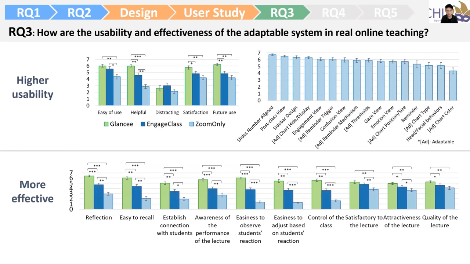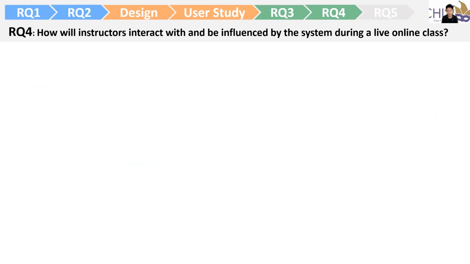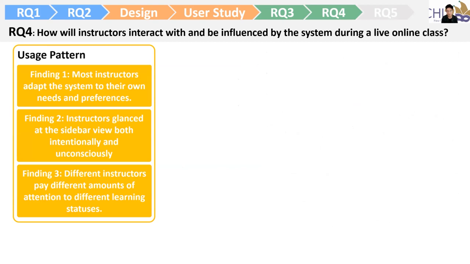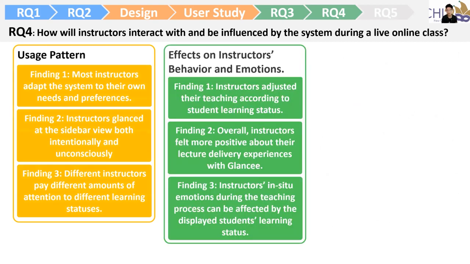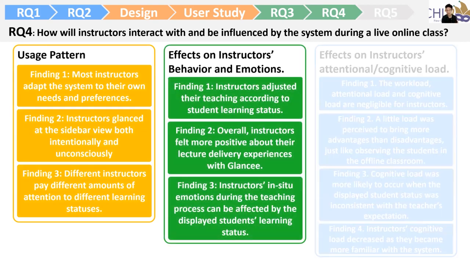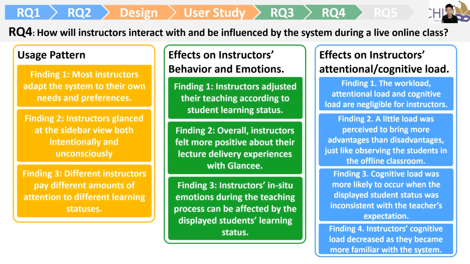Then we investigate how instructors will interact with and be influenced by the system during a live online class. We categorize our findings into three parts: usage pattern, effects on their behavior and emotion, and effects on their attentional and cognitive load. Next, we select some findings to report.